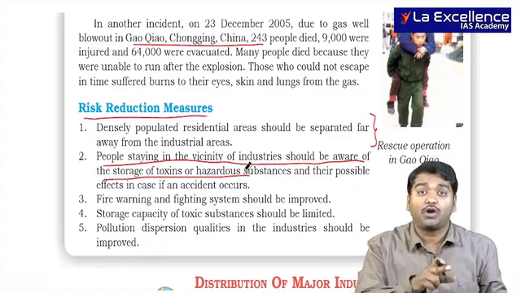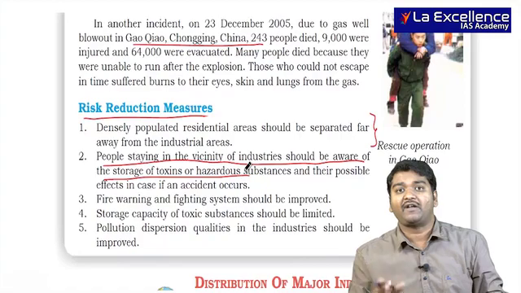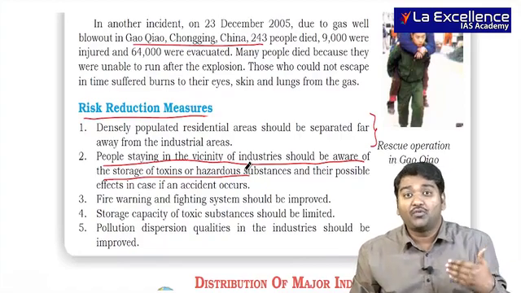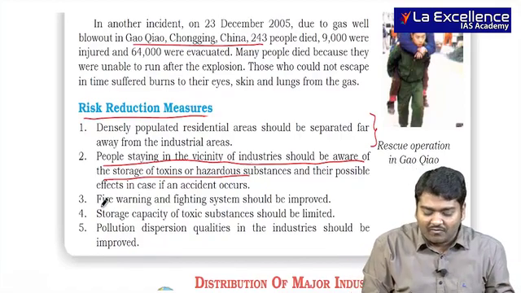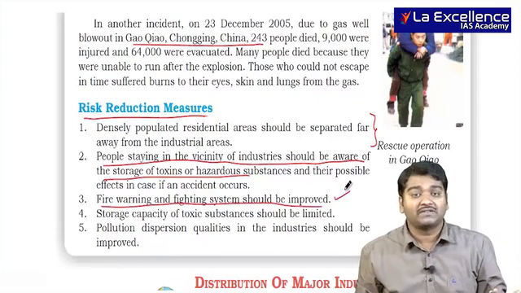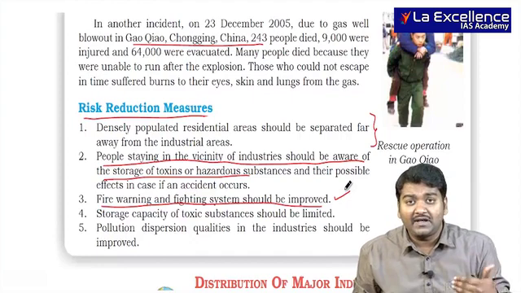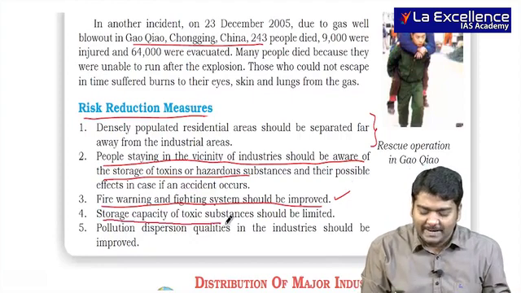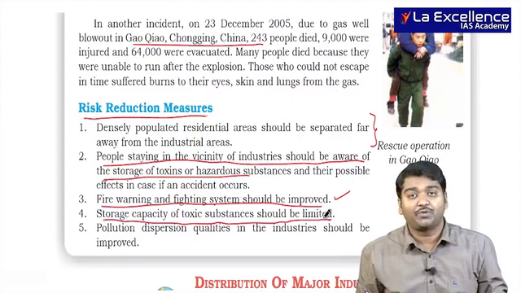But this was not known to the people. If they were aware, they wouldn't have panicked and there wouldn't have been much problem. Fire warning and fighting systems should be improved so that in case of emergency, the people can effectively utilize them. Storage capacity of toxic substances should be limited.